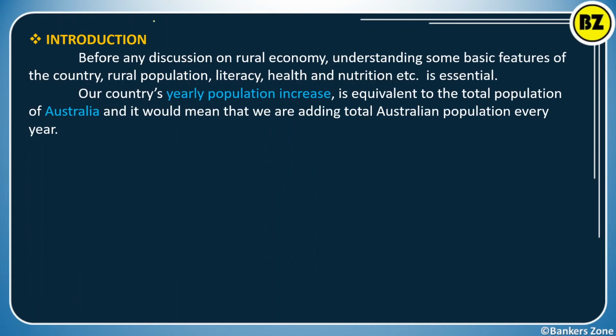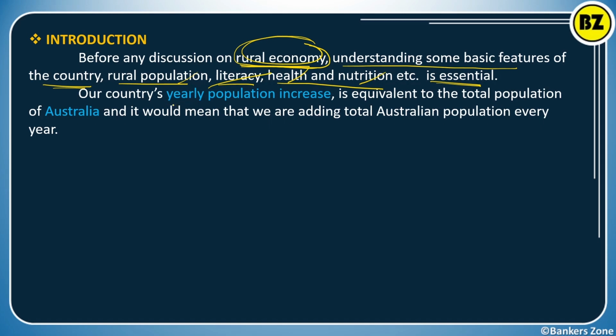See here first, before any discussion on the rural economy, right? So here we are discussing rural banking. That means most of the part we discuss is about the rural economy. Before we start the discussion, we should understand some basic features of the country. For example, rural population, literacy, health and nutrition, etc. These are very much essential, right? To understand the rural economy, you should understand some rural features like the population in the rural area, literacy of the country, health, nutrition, right?